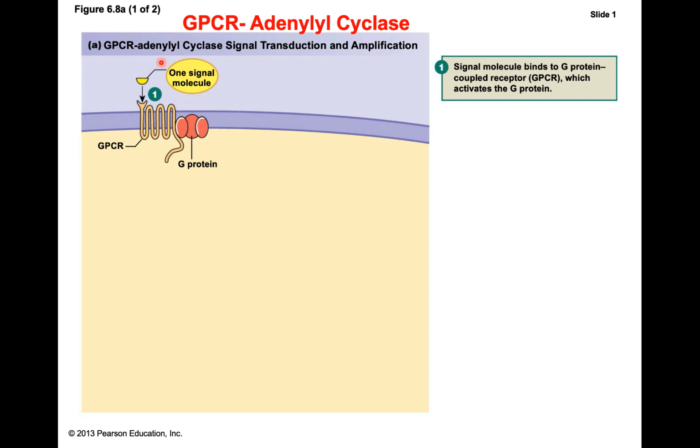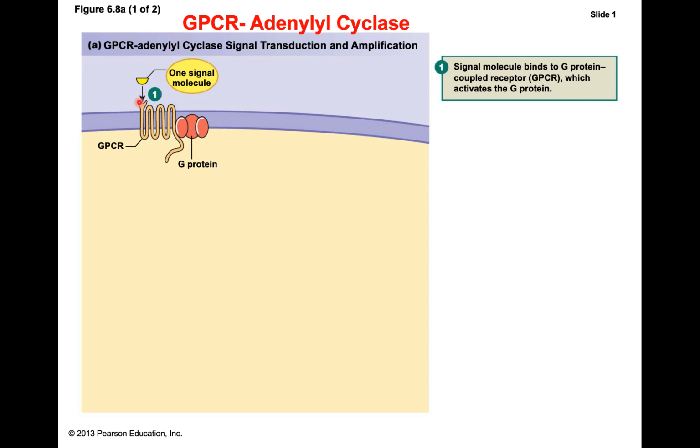So step 1, the ligand binds to the GPCR. The ligand binding to the GPCR causes a domino effect of structural changes along this protein. Because the GPCR changed shape, the G protein is also going to change shape. Anytime you shift the structure of a protein, it's going to cause a downstream change as well, and it'll change any protein that's bound to it.